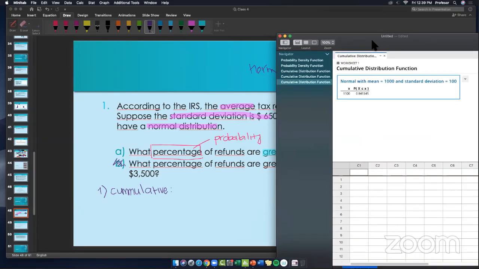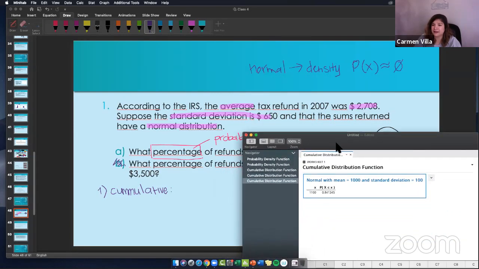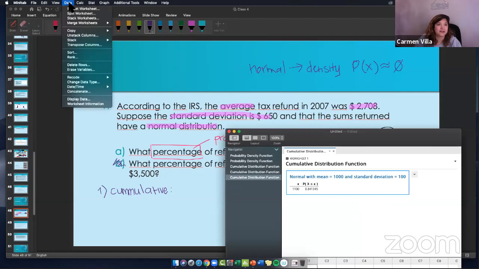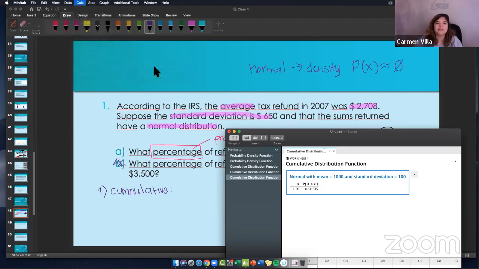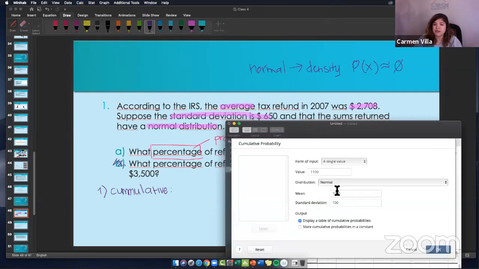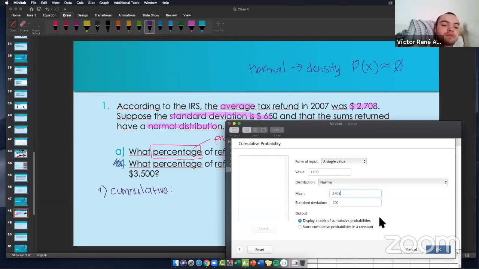Actually, if you ask Minitab to do it, let's do it. Let's go with the calculations. Now we go to Calc, Probability Distributions. Let's make it cumulative first, which is the one that we want, and then I'll switch it to density so you can see what happens if you do it with the exact number in Minitab. So we want it to be normal, mean value. How much is the mean value? 2,708. Perfect. How much is the standard deviation?